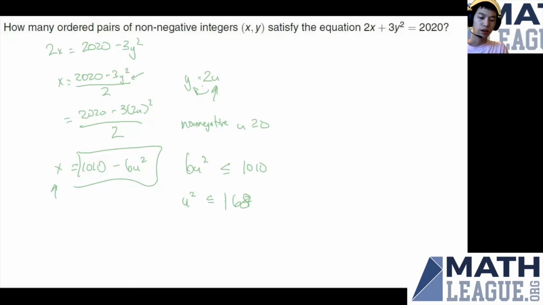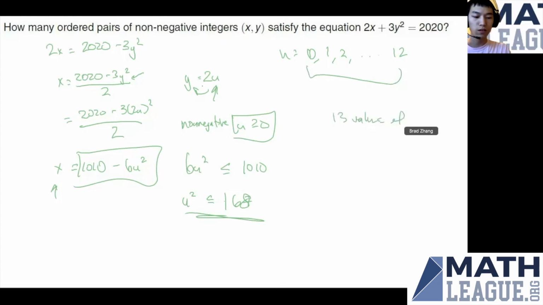Now what are we doing? We're counting all the u greater than or equal to zero such that its square is at most 168. That's pretty easy, since you know all your squares. u can be zero, one, two, and all the way up to 12, because 12 squared is less than or equal to 168. So you just have 13 numbers. There are 13 values of y, and each value of y gives you exactly one corresponding value of x. So there are 13 ordered pairs of non-negative integers x, y that satisfy this.